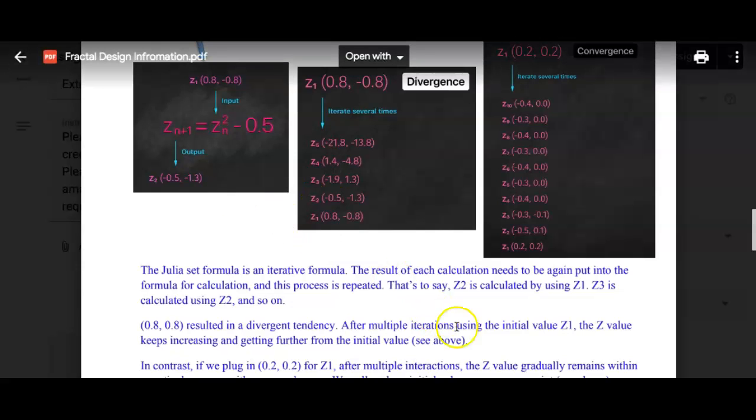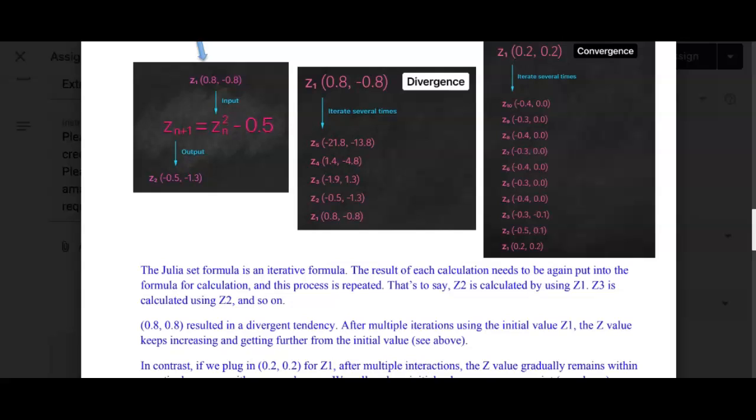Okay, so the Julia set formula is an iterative formula, which means that it's continually replicating itself and building upon itself. And the result of each calculation needs to again be put into the formula for the next calculation. So the process is repeated. That means that Z2 is calculated by using Z1, and Z3 is calculated by using Z2, and so on and so forth.